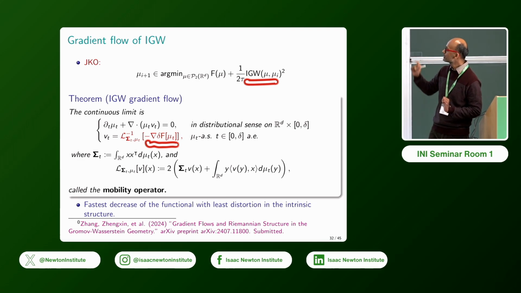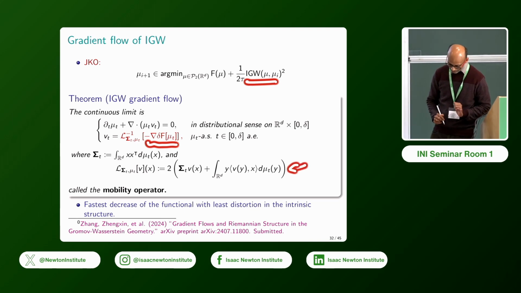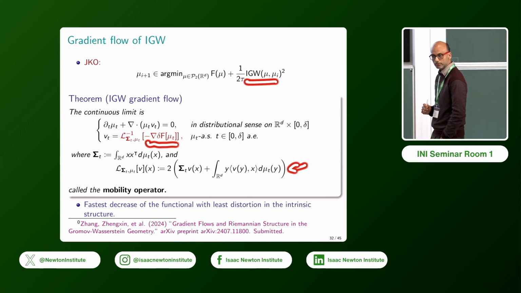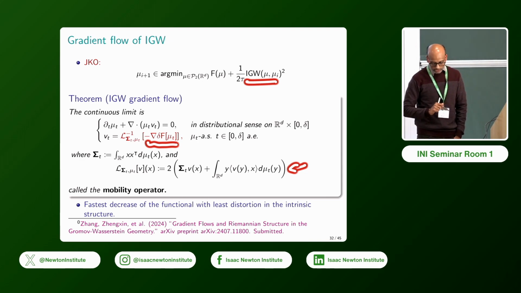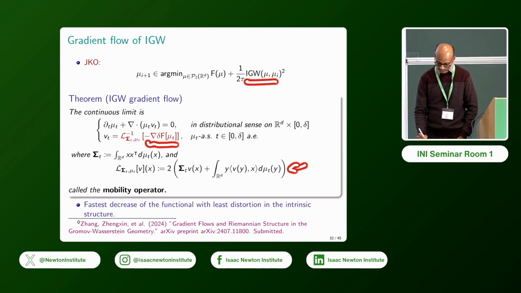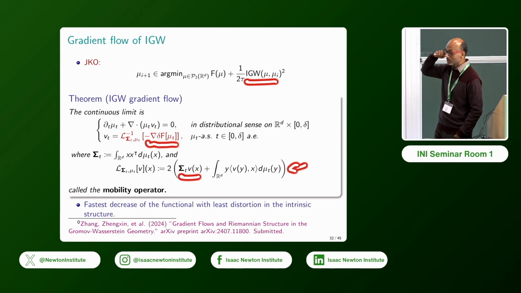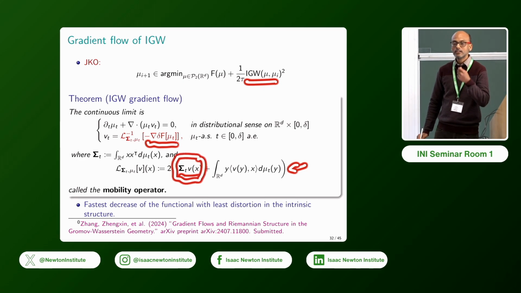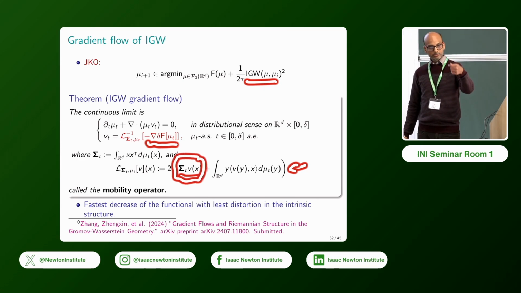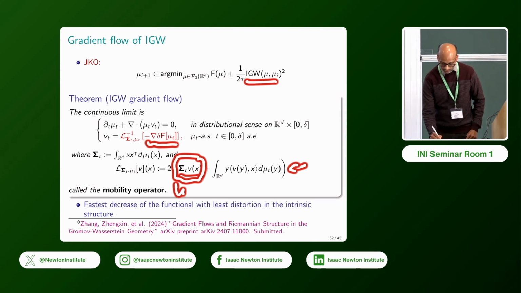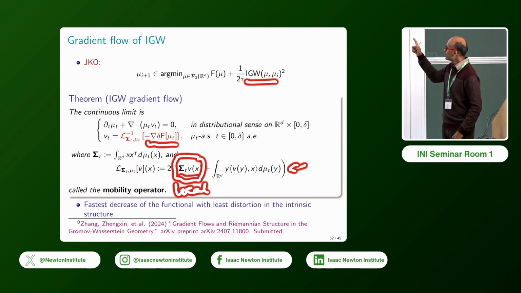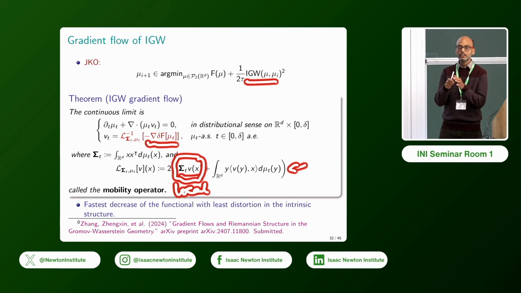And how is this? It is the inverse of this operator L, and this operator is defined in this fashion. We call this operator the mobility operator. The interesting thing is this operator has two terms. This is a local term. I pass the vector field V to this operator, and this term just looks at the vector field at a point x. So this is the local thing, whereas the second term looks at this vector field everywhere.